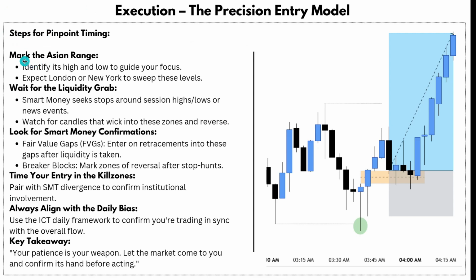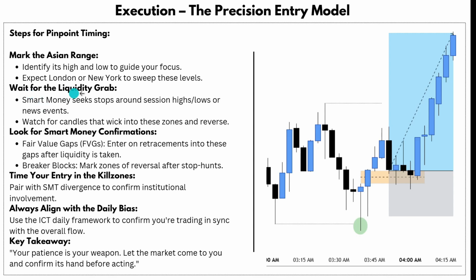The first thing we do is mark the Asian range, right? The Asian range is to identify its highs and the lows. That's where you have to focus. And we can expect the London or the New York session to sweep these levels. The Asian range is a point of liquidity where liquidity is hiding above and below. So during the London or New York, that's when price is either going to give us that liquidity sweep.